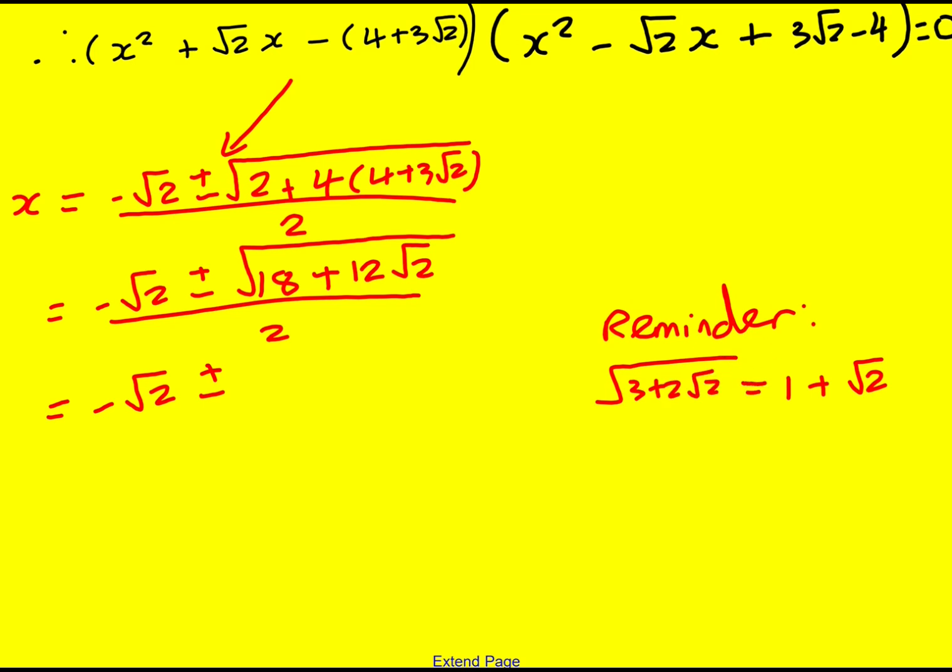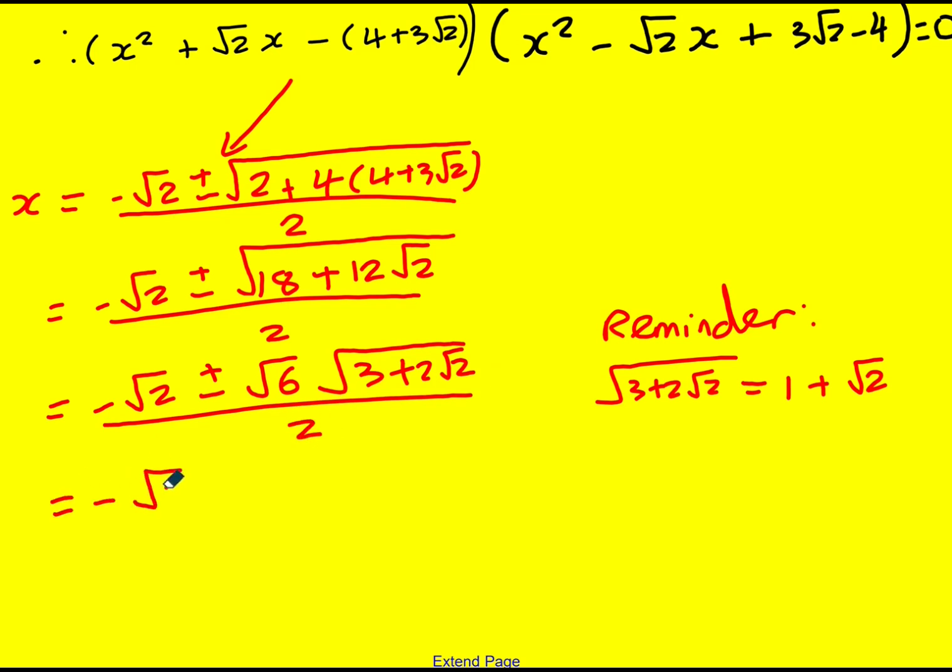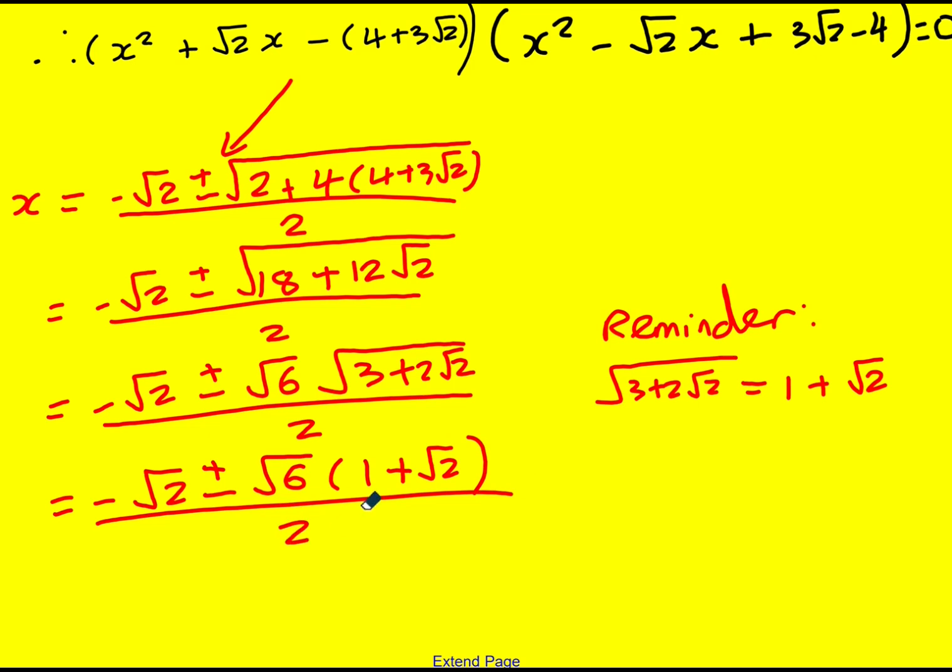So can we get that? And the answer is yes. If we take out a root 6, then we get the square root of 3 plus 2 root 2 here. So this becomes minus root 2 plus or minus root 6 times 1 plus root 2, all over 2.